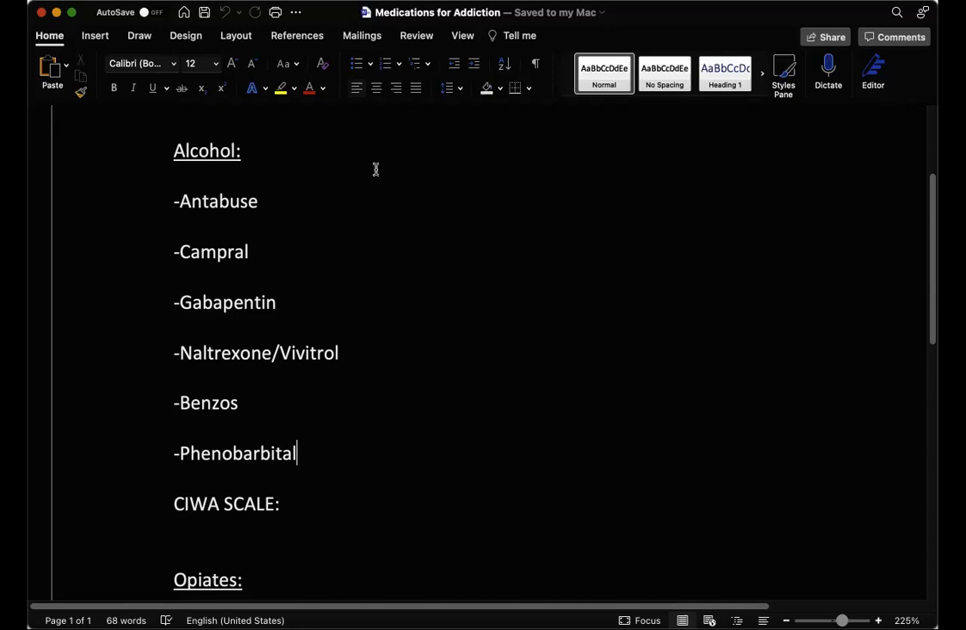The CIWA scale is the Clinical Institute Withdrawal Assessment. It's for alcohol specifically, and the doctor or whoever's in charge will write an order for how often to do it. You can look it up on your Canvas to see what it entails and what you're looking for: sweating, tremors, and other potential withdrawal symptoms, so that you get a good idea of what's going on.